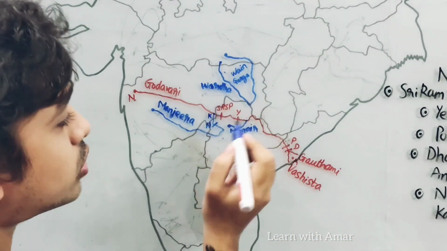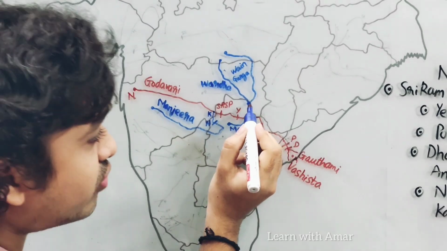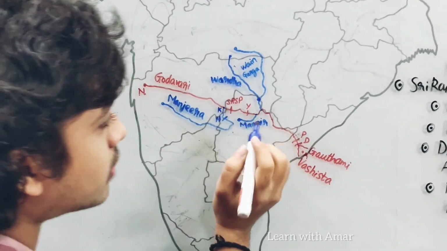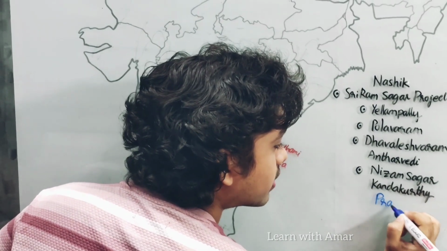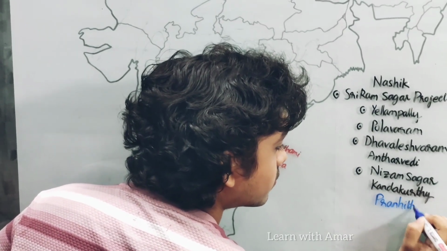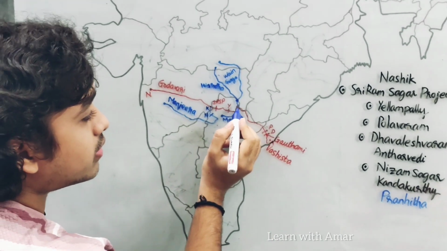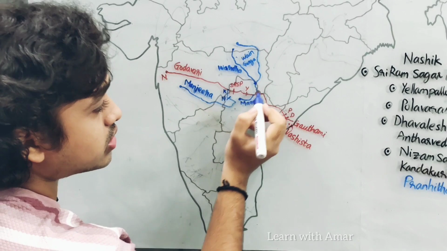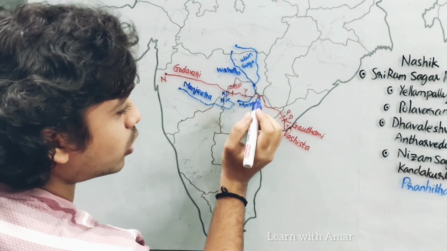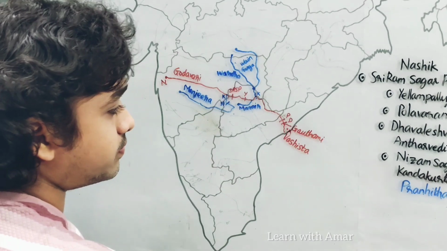These both meet here at the border of Telangana and Maharashtra and form Pranahita. Let me write it here. This is Pranahita. So this Pranahita flows as a border between Telangana and Maharashtra and joins the Godavari at Kaleshwaram. This is Kaleshwaram.